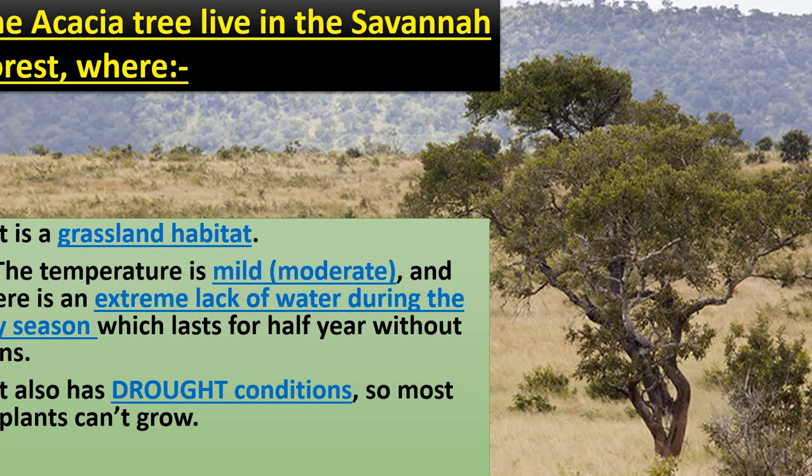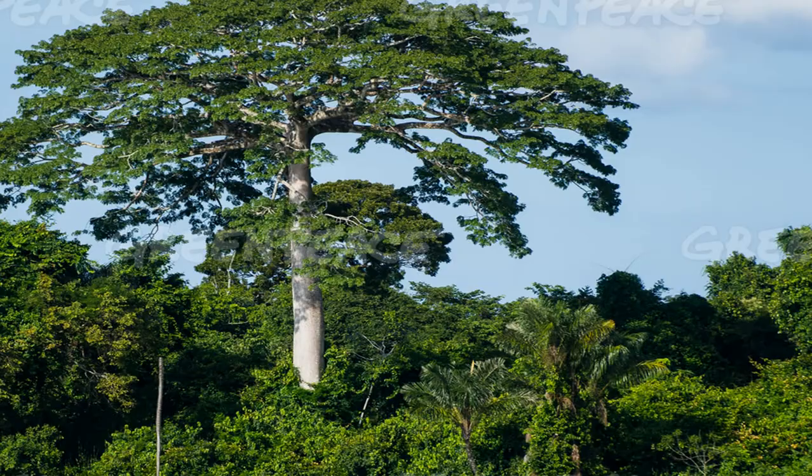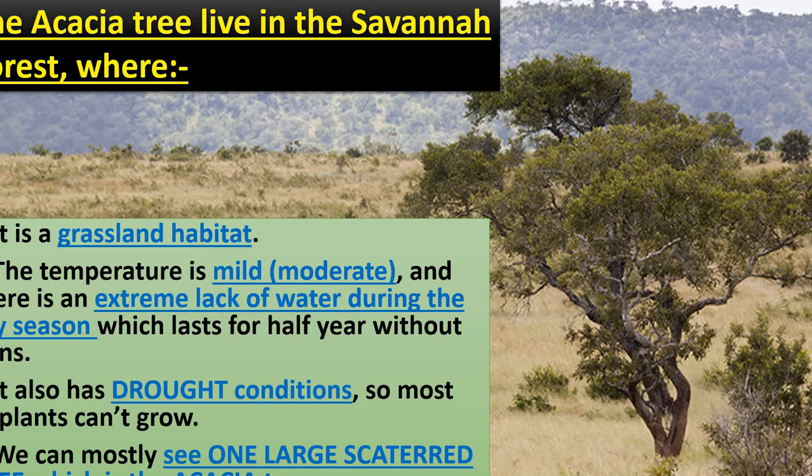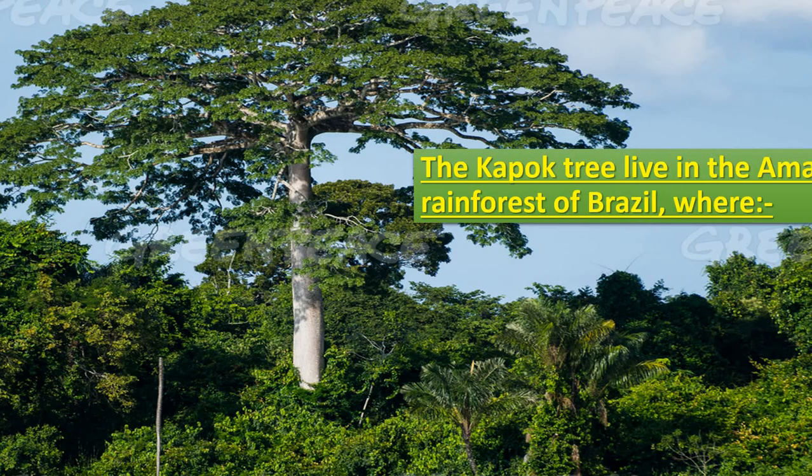Okay, so again, it's a grassland where we can find it in the savanna forest. The temperature there is moderate, it's mild. It suffers from a lack of water and depends only on half of the year to get water. We can mostly see one large scattered tree, which is the acacia tree. It doesn't have many trees, it has a scattered tree. We call it the acacia tree.